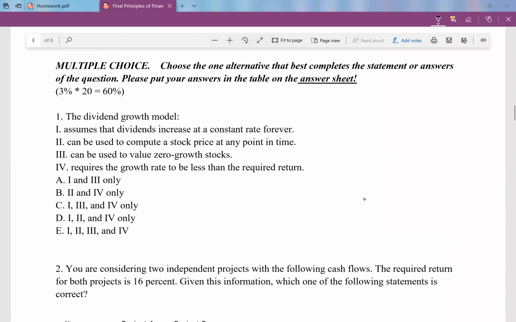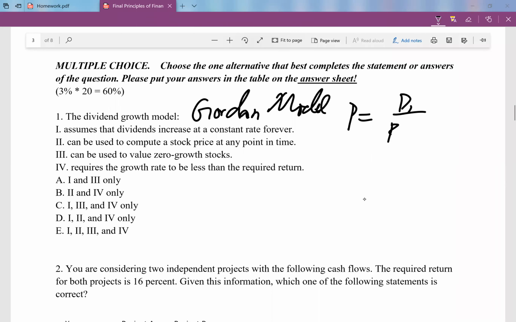For example, the first one is about the definition of the dividend growth model, also called the Gordon model. The Gordon model has several assumptions. First, dividends will grow at a fixed rate forever. Next, you see the return must be higher than the growth rate. So this formula has some limits: only if the company pays dividends and the dividends are growing at a constant rate can you apply this formula. If not, you cannot apply this formula.